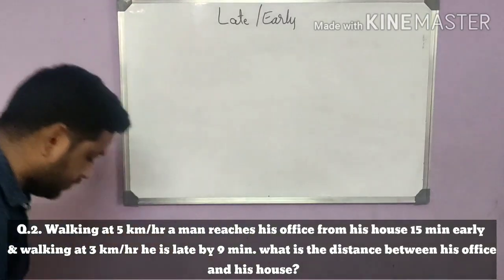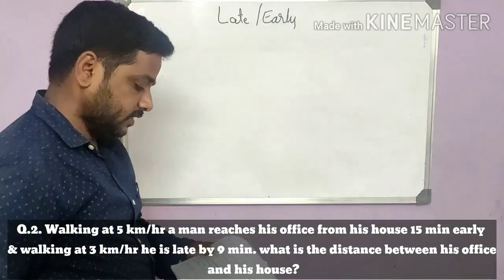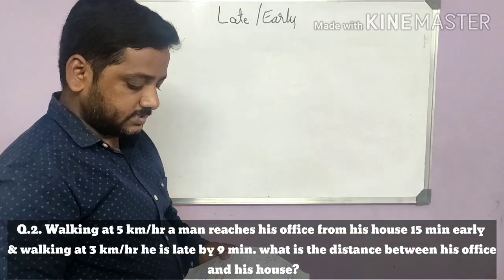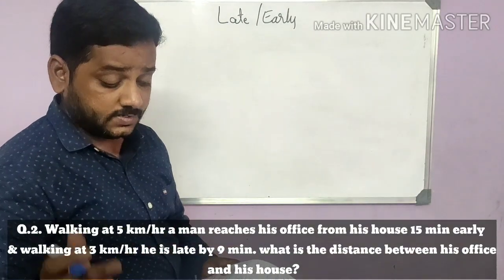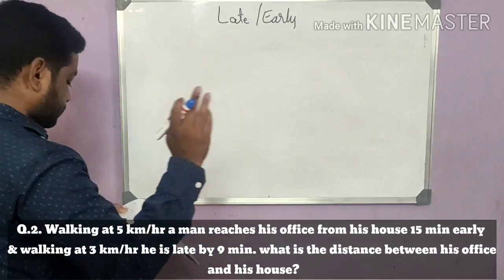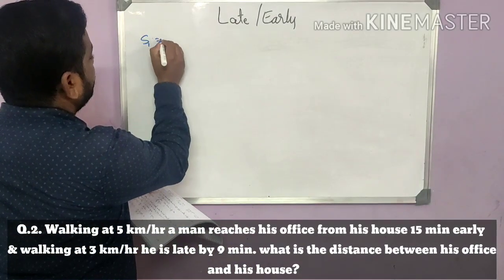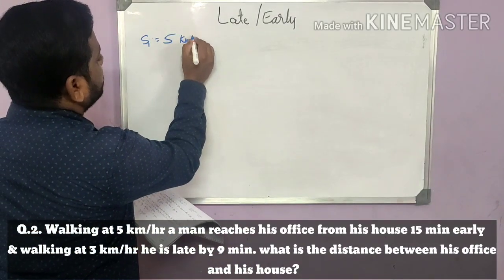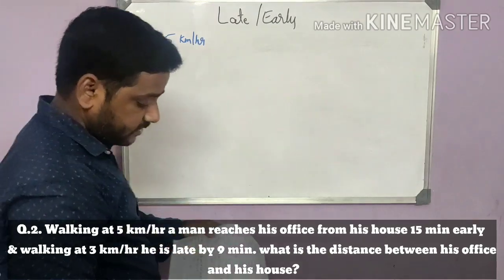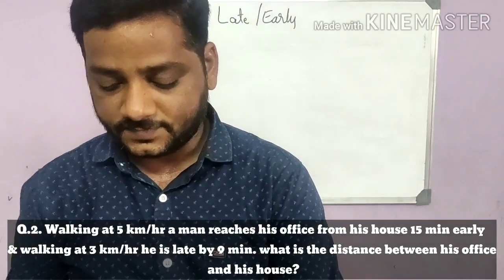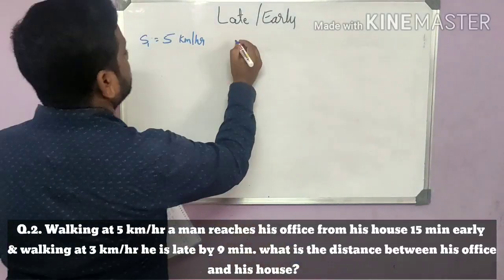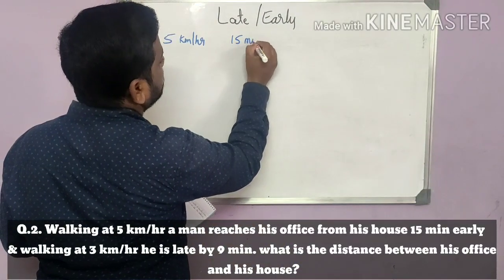According to that question, walking at 5 km per hour, a man reaches his office from his house 15 minutes early. So speed 1 is given as 5 km per hour. If he is walking at 5 km per hour, he reaches his office 15 minutes early.